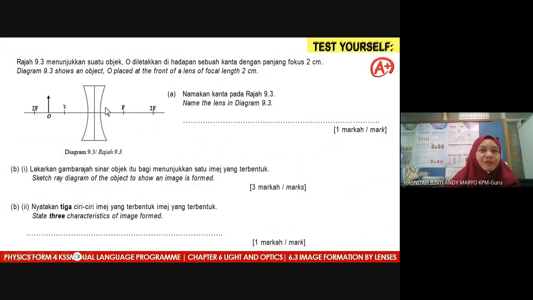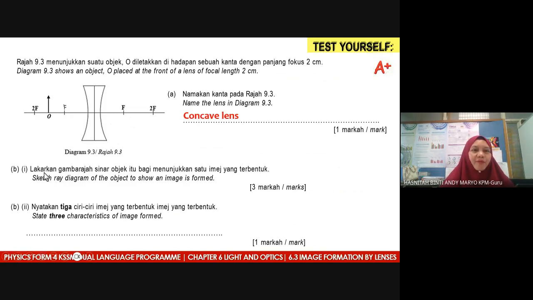Okay, now they ask you to draw a ray diagram. First, name the lens in this diagram. Okay, students, can you tell me this lens? Is this a convex or concave lens, students? It is thinner at the center, so yes, it should be a concave lens.